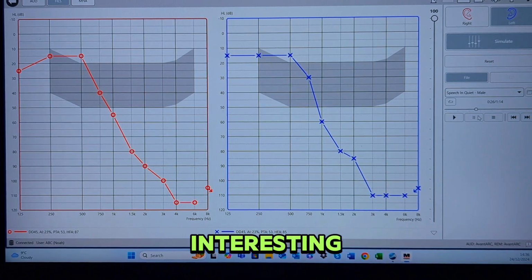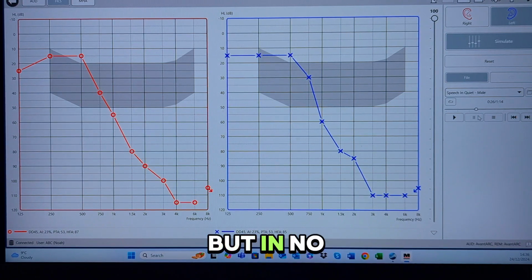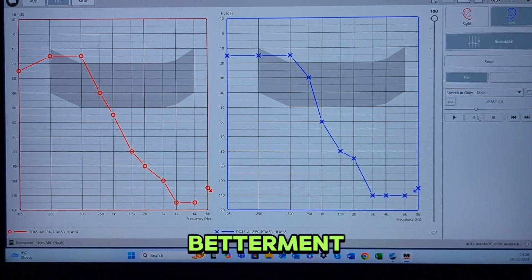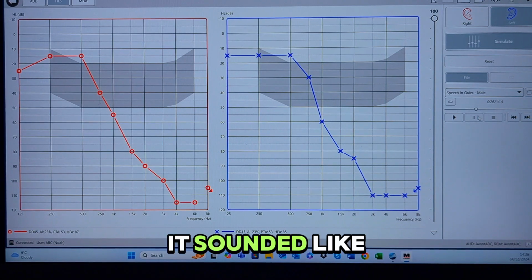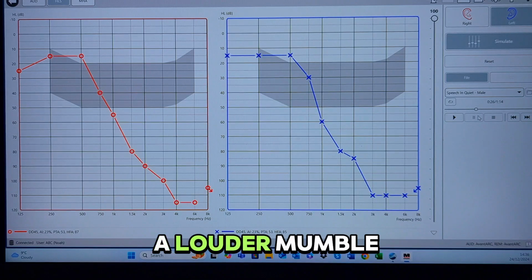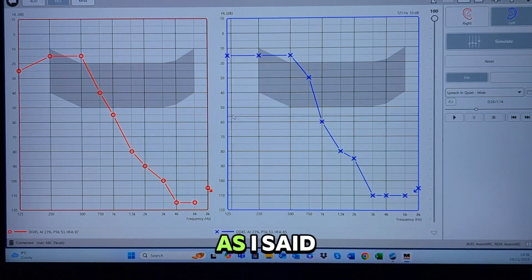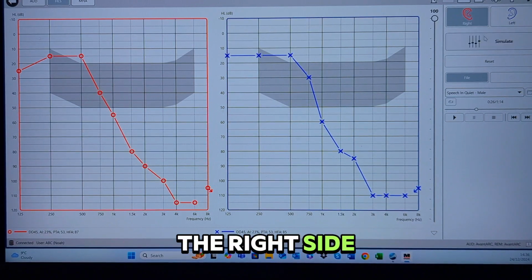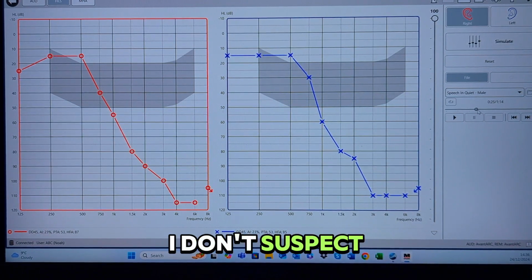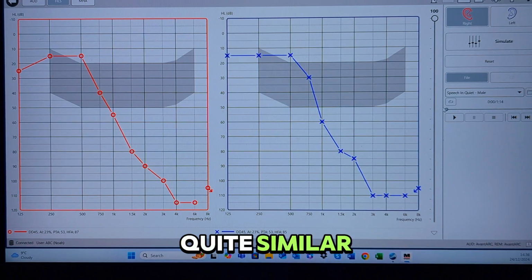So that's interesting. The difference between the female and the male voice is that the male voice was more audible, the volume was louder, but in no way was there any betterment in terms of the clarity. The clarity was still affected, and it sounded like a mumble, although a louder mumble than the female voice. And that's owing to the fact that male voices, as I said, are over towards this side of the graph. We're going to do the same for the right side and see if there's any differences. I don't suspect there to be major differences because both ears are quite symmetrical, quite similar in pattern and shape.